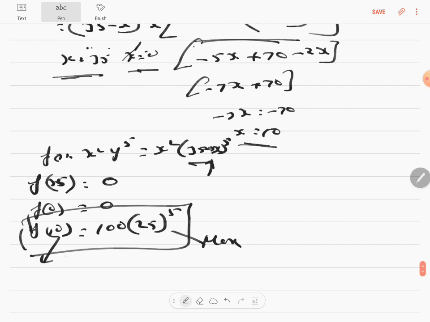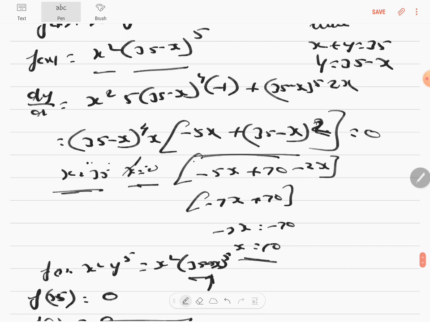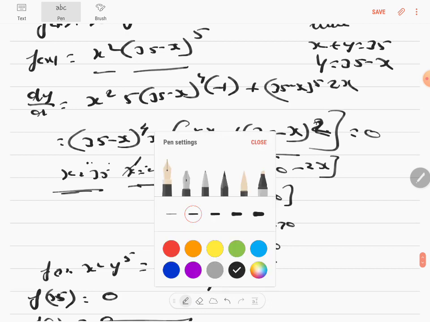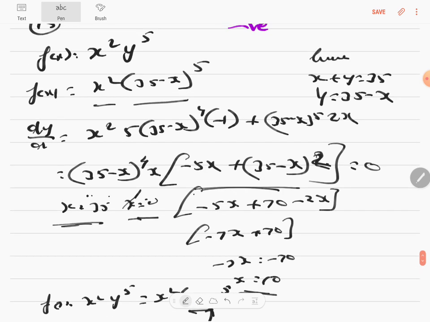And the point is, what is that value? X is equal to 10 and y will be 25, 35 minus 10. So x value is 10 and y value is 25 when I am getting maxima. To verify it's maxima, you have to take the differentiated value and differentiate it once again. Which is the differentiated value here? This one, 35 minus x the whole to the power 4 into x into 7x minus 40.